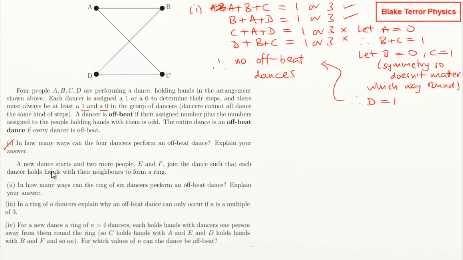Part 2. A new dance starts. Two more people join, such that each dancer holds hands with their neighbours to form a ring. So we've now brought in E and F here and here, and we're just doing this ring around the outside, getting rid of these bits in the middle. So we've now got that set up. How many ways can the ring of 6 dancers perform an offbeat dance?